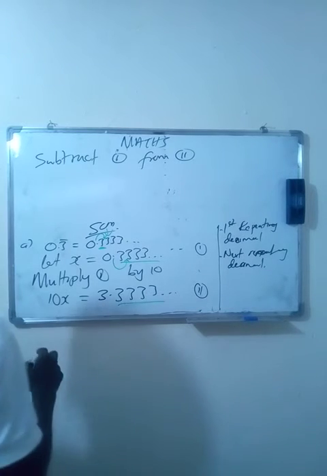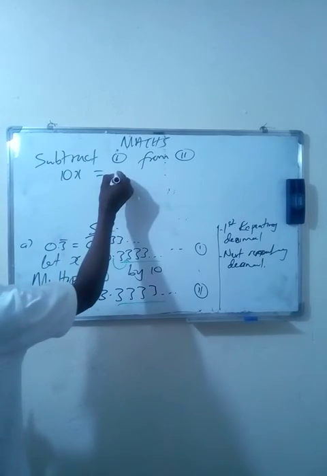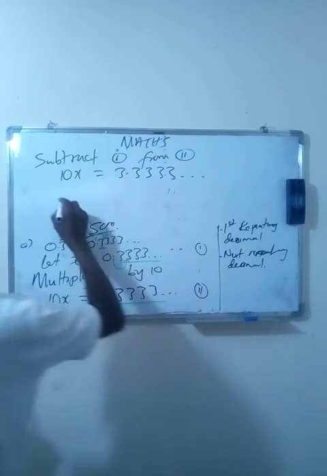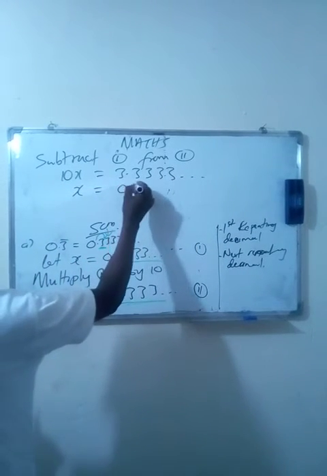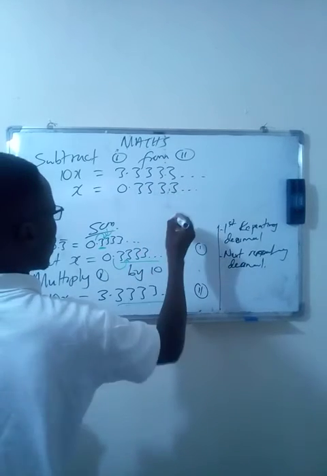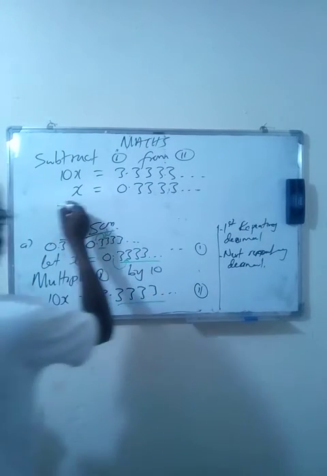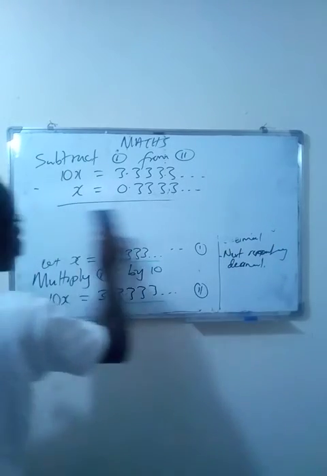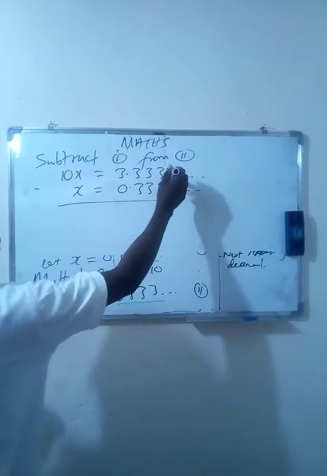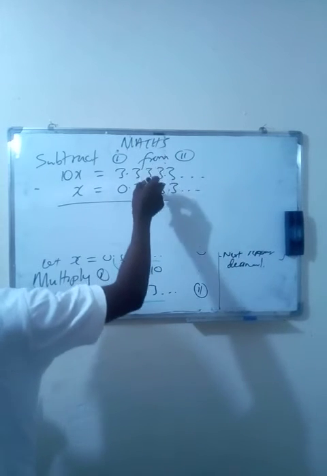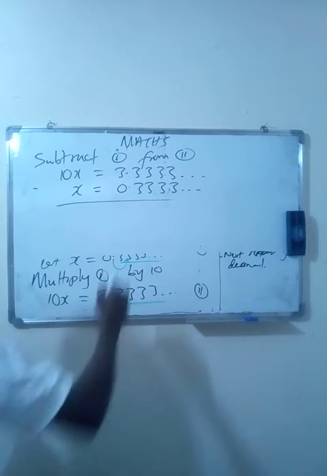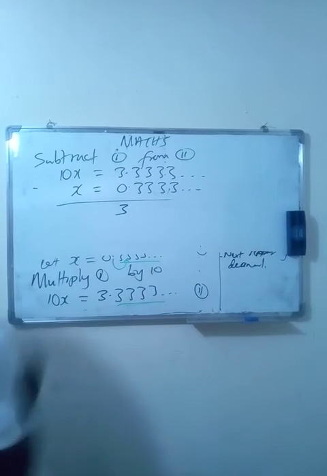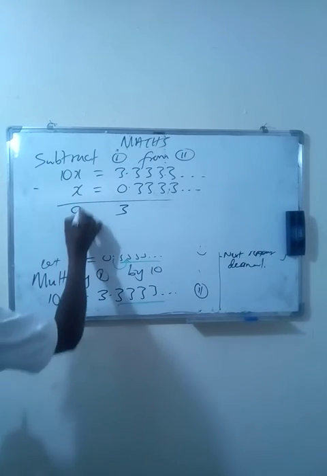If we do that, we're going to have 10x equal to 3.3333 and so on. And then we also have x is equal to 0.3333, like that, right? And then we subtract. Okay, so on the right hand side, what are we going to have? We can see that 3 minus 3 is 0, 3 minus 3 is 0, 3 minus 3, 3 minus 3, all those are zeros. And then 3 minus 0, that is a 3. And then here we're going to have 10x minus x, that is 9x.